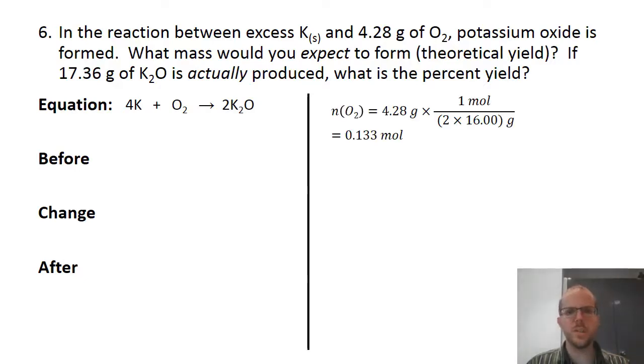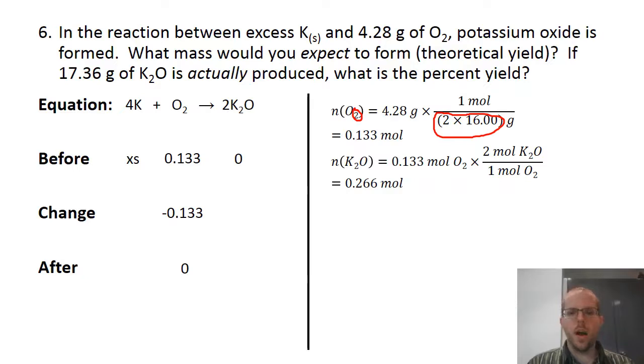Based on the information given to me in the question of 4.28 grams of oxygen gas, which is O2, I can work out how many moles that I have. Note that I have the 2 times 16 in my molar mass down here to reflect that this is O2. There's a trap there, so make sure that you're aware of that. So I have 0.133 moles of oxygen as my before line. I know that I have excess of my potassium metal, and I should therefore also have 0 moles of my product. So now I'm assuming that all of my oxygen will react, so minus 0.133 to end up with 0.